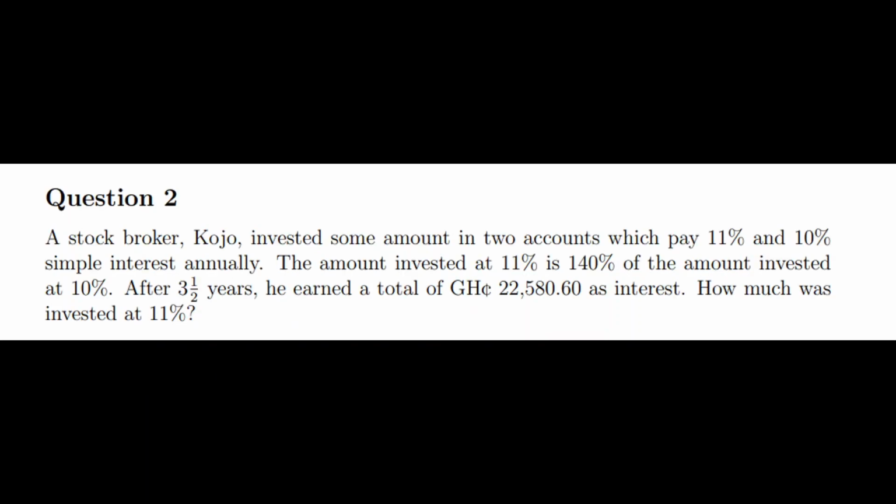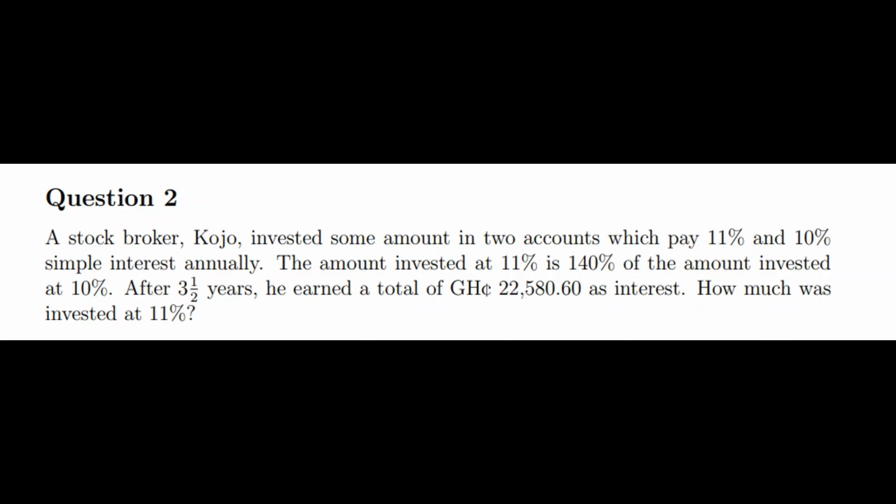So question 2. A stockbroker, Kojo, invested some amount in two accounts, which pay 11% and 10% simple interest annually. The amount invested at 11% is 140% of the amount invested at 10%. After 3.5 years, he earned a total of 22,580.60 Ghana cedis as interest. How much was invested at 11%?